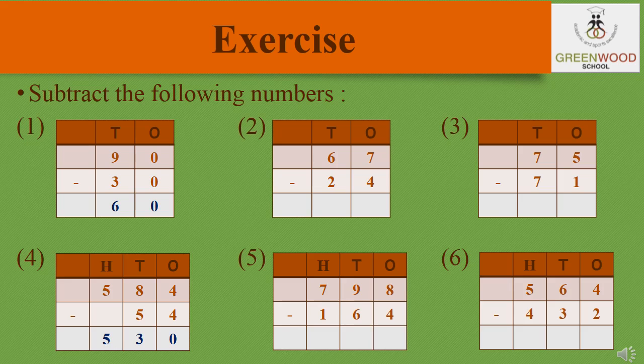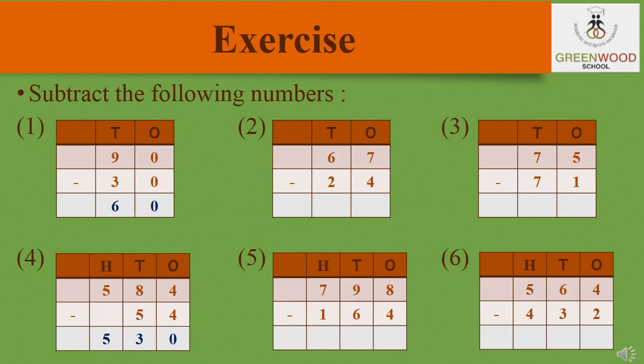So you have 9 fingers, out of which you will fold 3. Now how many do you have left? Count that. 1, 2, 3, 4, 5, 6. So 90 minus 30 is 60. Now look at another example.